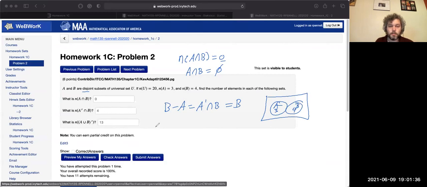And then what is A union B complement? I probably wouldn't use De Morgan's law to rewrite this. I think this is easier the way they wrote it. This is what is this area here, the outside. What is that? We have 3 and 4, which make 7. So we just need to take 7 away from this 20. And so we get 13. This must be 13 there.